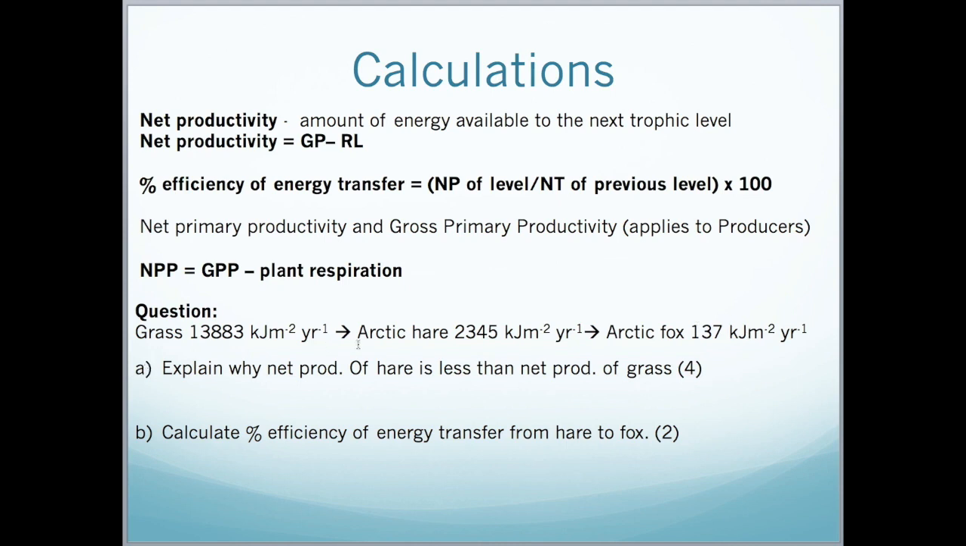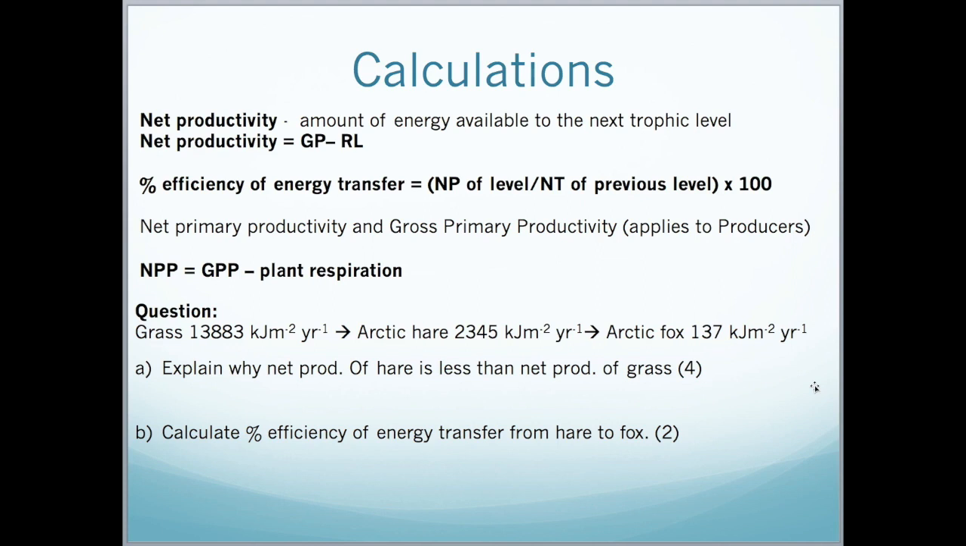Question A: explain why the net productivity of the hare is less than the net productivity of the grass. This is because not all of the energy available from the grass is taken up by the Arctic hare. Some parts of the grass aren't eaten, so the energy isn't taken in, and some parts of the grass are indigestible, so they pass through the gut and come out as waste. Some energy is lost to the environment when it uses energy from respiration for things like movement and body heat.